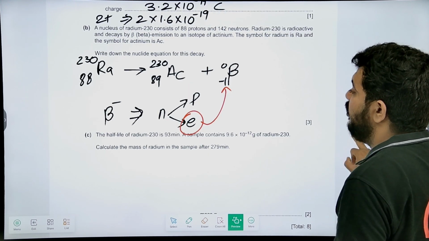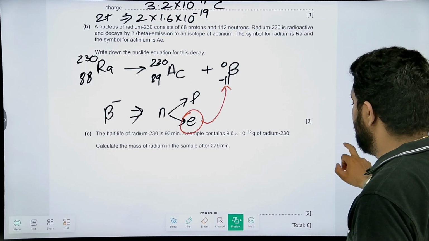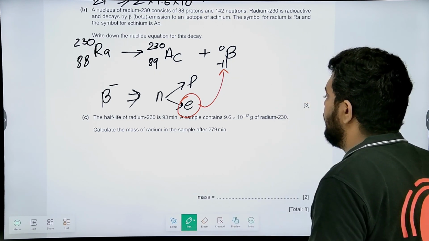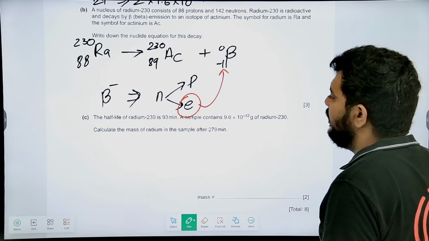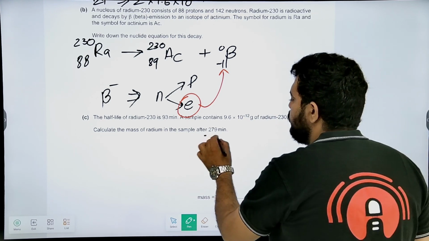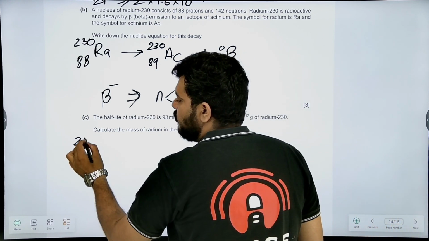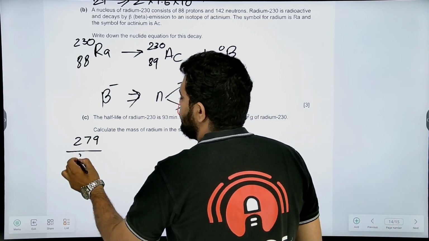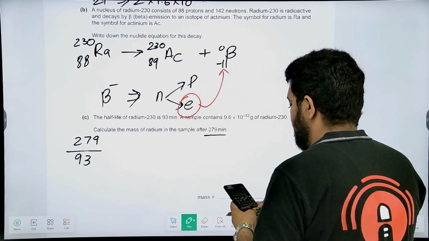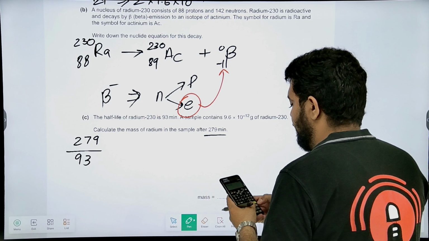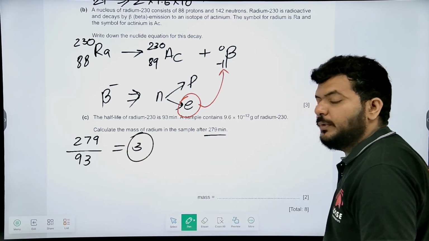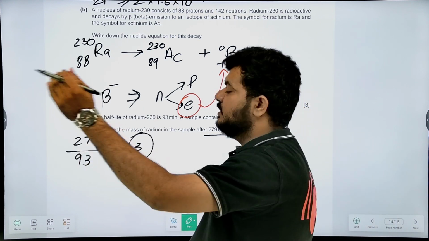The half-life of radium-230 is 93 minutes. A sample of radium contains so many grams of radium-230. Calculate the mass of radium in the sample after 279 minutes. So first we need to find how many half-lives 279 minutes is. To do that, I have 279 divided by 93. So there are 3 half-lives. So the sample of radium is halved 3 times.